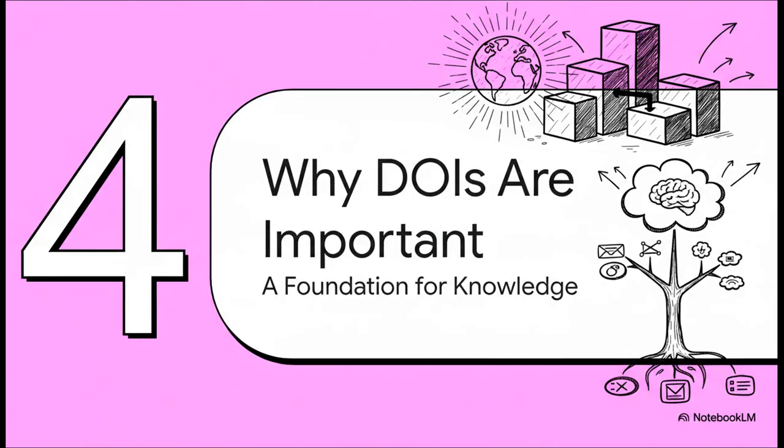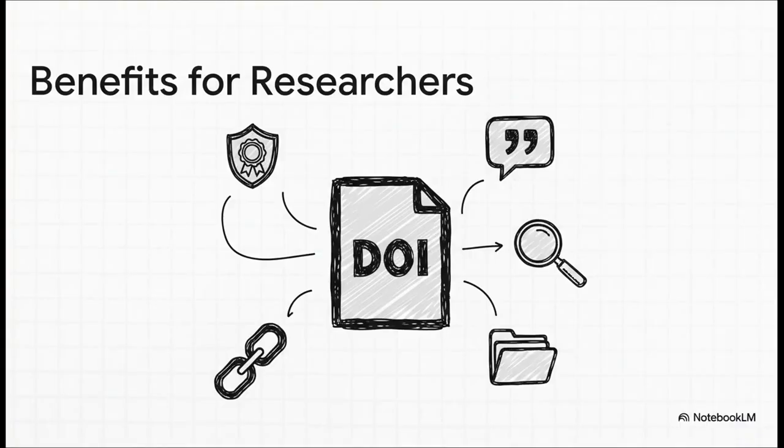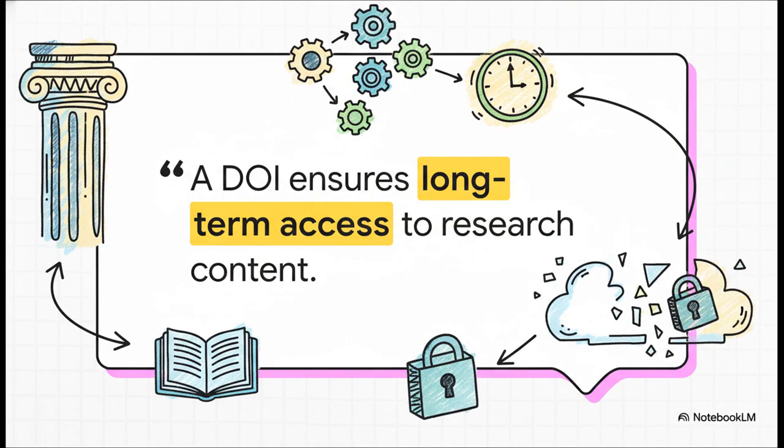And this simple system ends up being way bigger than just fixing broken links. It has a massive impact on the credibility of research. We're not just talking about convenience here, we're talking about building a stable, reliable foundation for all of human knowledge. For researchers, the benefits are huge. A DOI makes a paper more credible because you know it's verifiable. It makes sure citations are accurate and that they'll actually work years down the road. It helps search engines and databases find and index content properly, and of course, it completely solves that link rot problem for good.